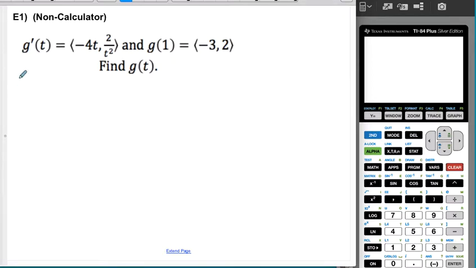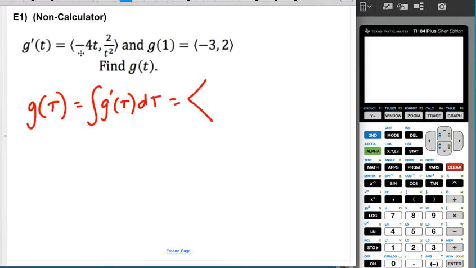So g prime of t is this vector valued function, right? We're given g of 1 is negative 3 comma 2. Let's find g of t. So we're going to get g of t by integrating g prime of t with respect to t. What that's going to look like, when I integrate negative 4t, it's going to become a negative 2t squared plus some constant that I'm going to call c sub 1.